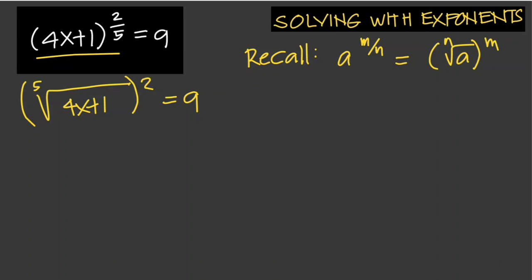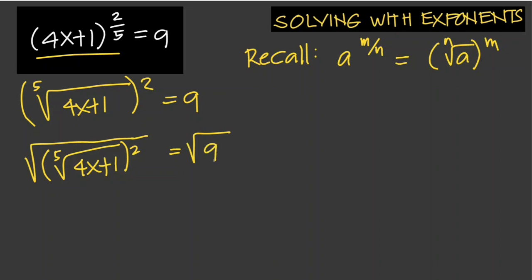Okay, then we can clear the exponent first with the even root property. So use the even root property. Since our exponent is 2 and 2 is even, we can use the even root property. So this is just the square root of the square of the fifth root of 4x plus 1 equals the square root of 9.